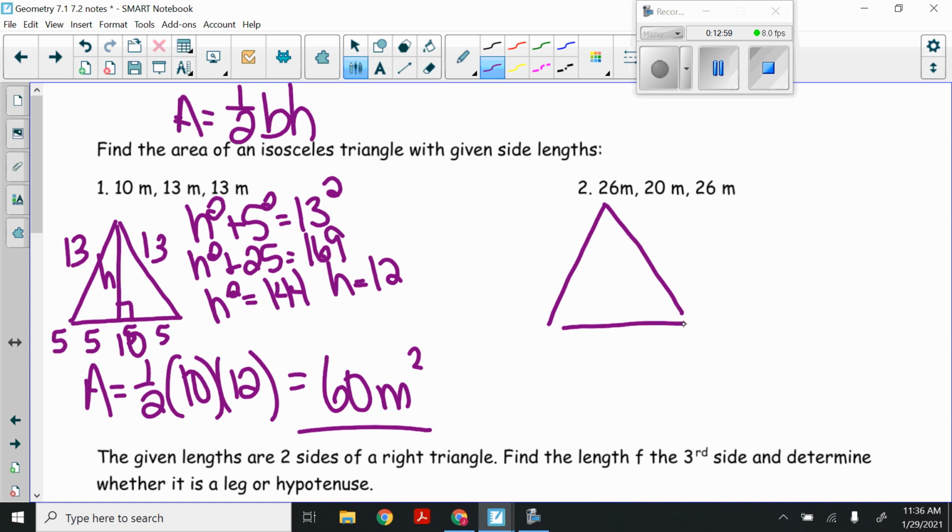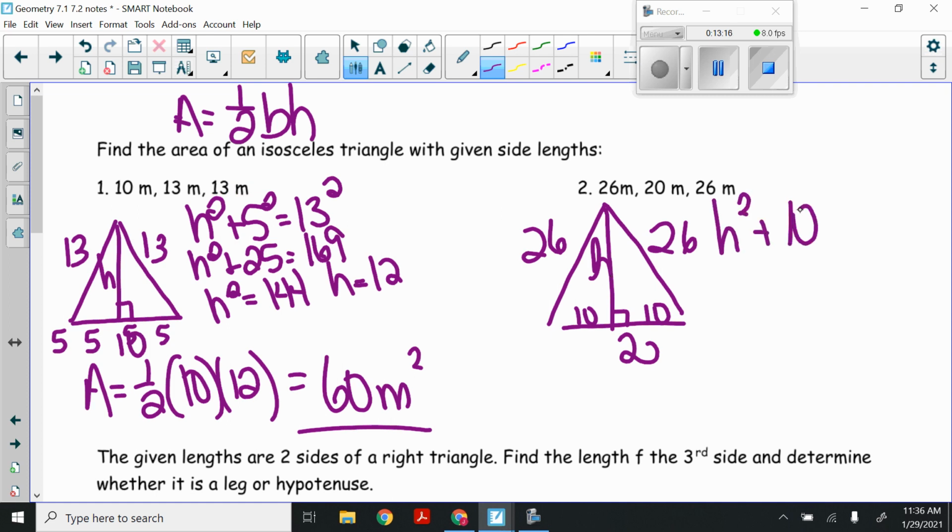So 26, 20, and 26. My two legs that are the same are 26. Again, I need the height, so I'm going to drop down my altitude. That makes this a 10 and this a 10. This is h that I'm looking for. So I would have h squared plus 10 squared equals 26 squared.